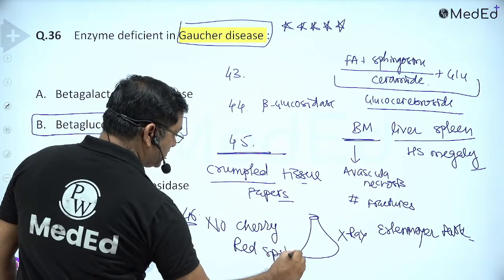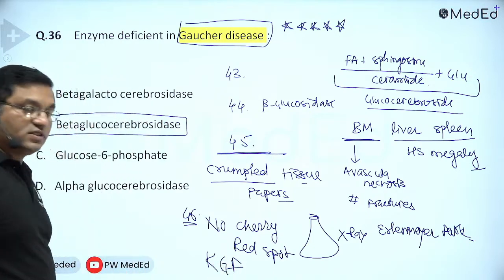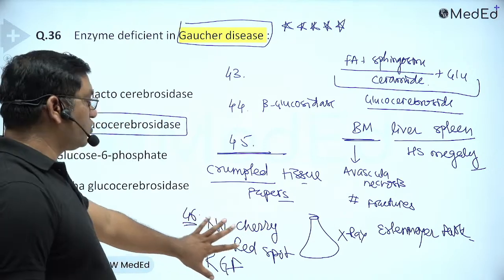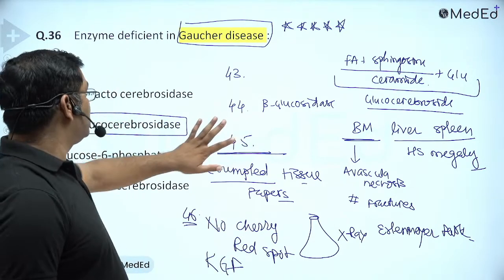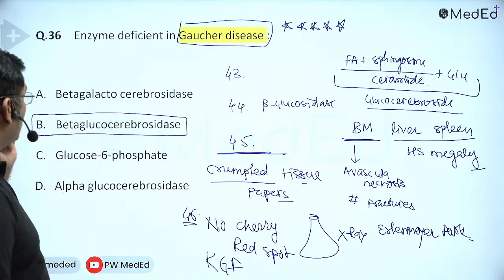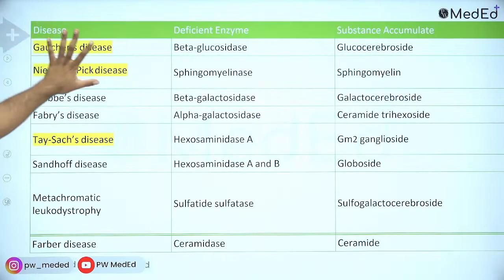There is no cherry red spot in KGF, Krabbe's disease, Gaucher's disease, and Fabry's disease. In Krabbe's, Gaucher, and Fabry's disease, there is no cherry red spot on the macula. So these are the features of Gaucher's disease, because of deficiency of beta glucocerebrosidase. So these are the disorders.